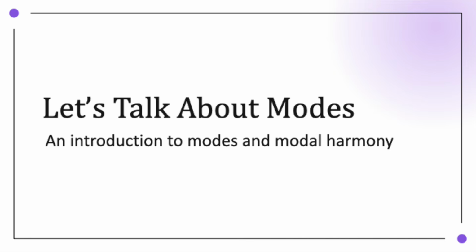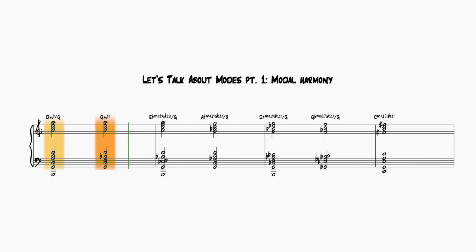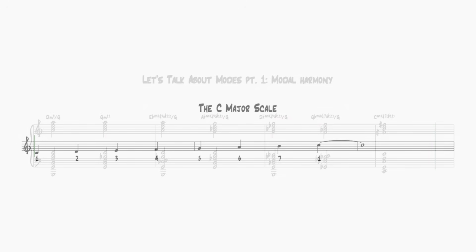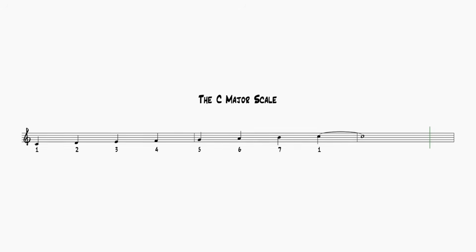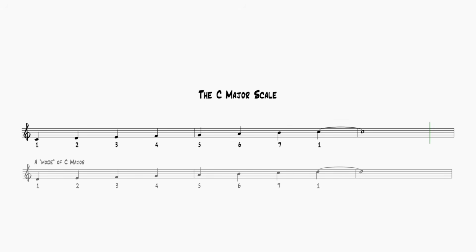Let's talk about modes. This is a major scale. If we play that same scale, but starting on a different note, we call that a mode of the major scale. There's a separate mode for each of our scale's 7 degrees.